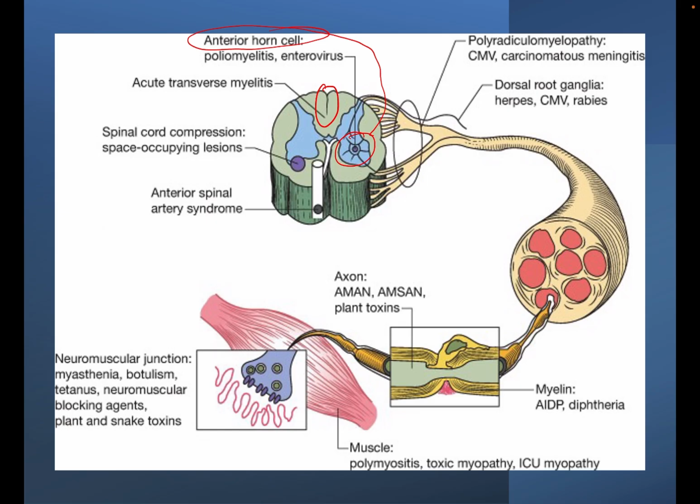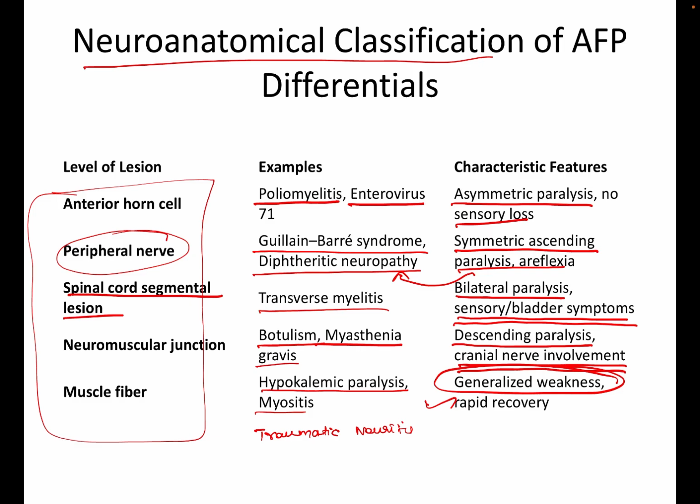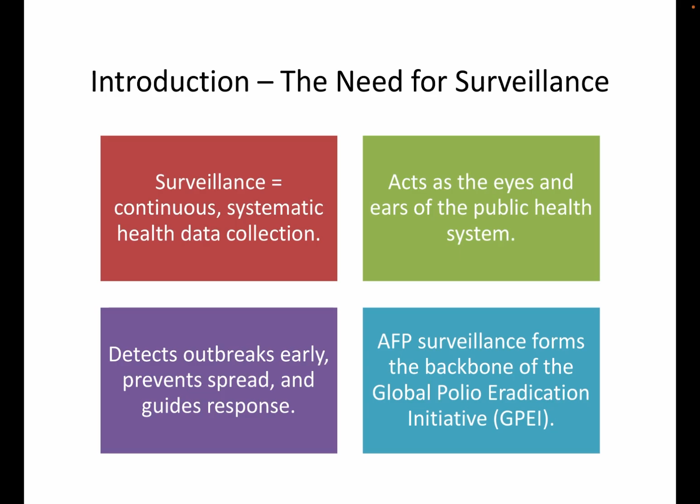In case of neuromuscular junction, there you will see myasthenia gravis, botulism toxin, tetanus, and other agents. In case of muscle fibers, you will see this in toxic myopathy, myositis, as well as myopathy. So these are all the regions where you will see the acute neuroanatomical issues. Now coming to the need for surveillance.